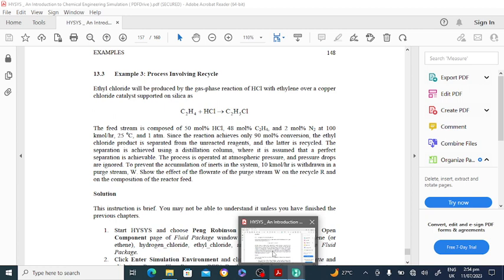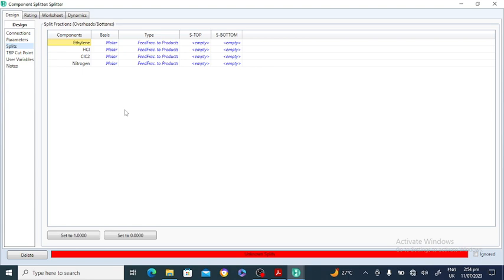So we want perfect separation, so we want that whole mixture which consists of ethyl chloride, nitrogen, and HCl, and ethylene. We want that whole ethylene should be present in the bottom. So this shows the overhead mole fraction on the top. There should be no ethylene in the top. All ethylene should be present in the bottom. So I will put 0, and I will put 1 for the others.